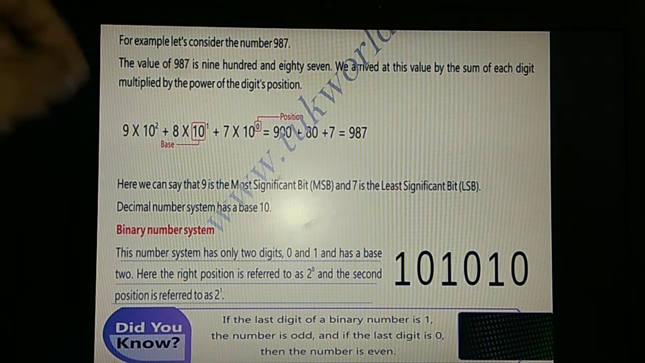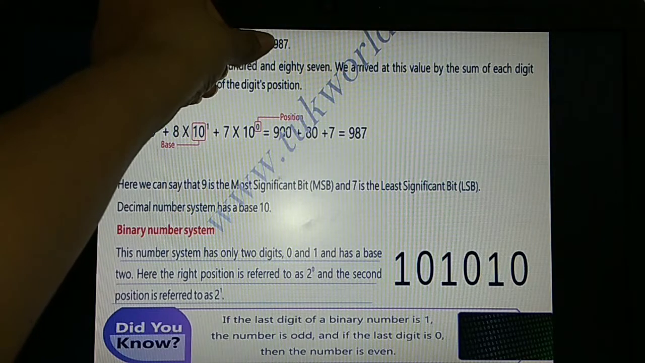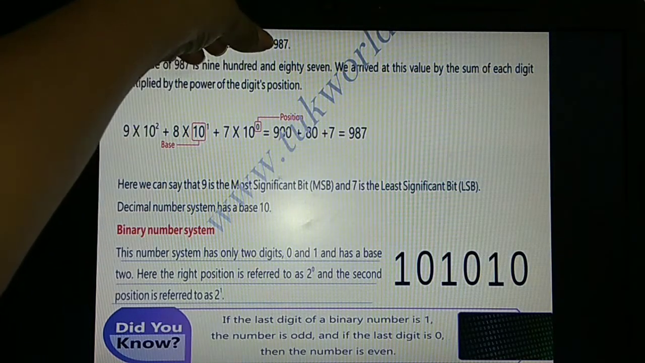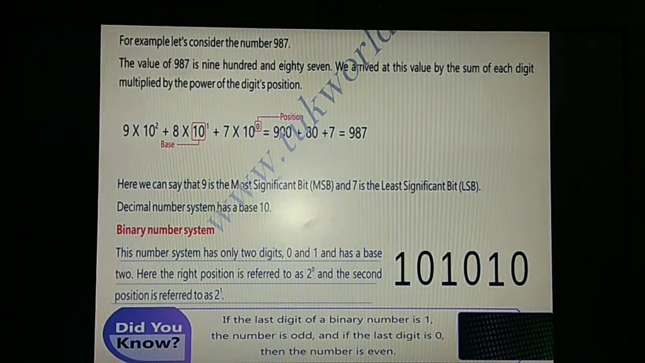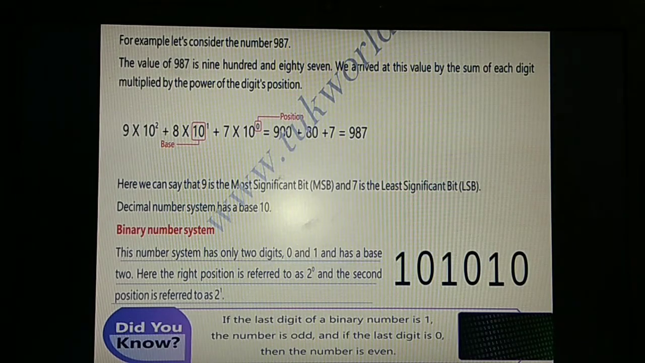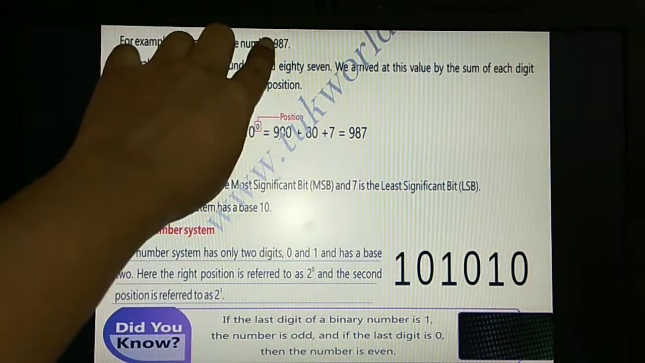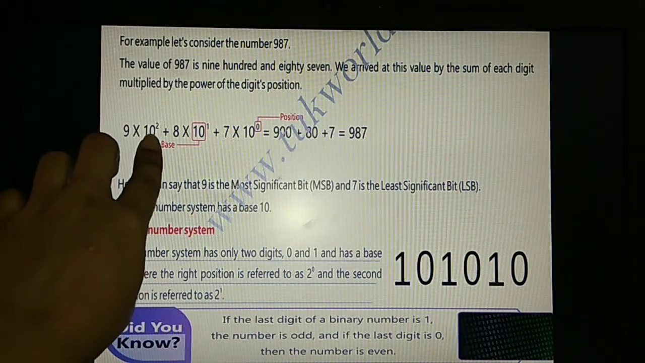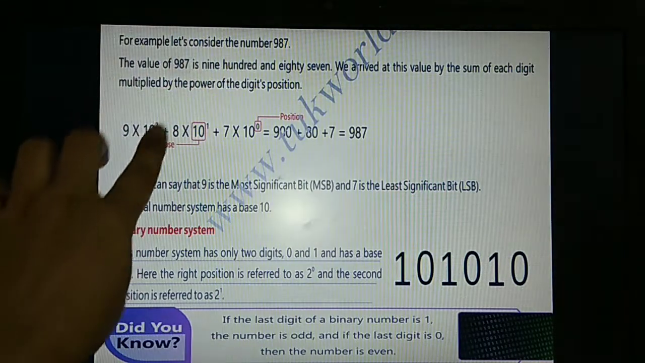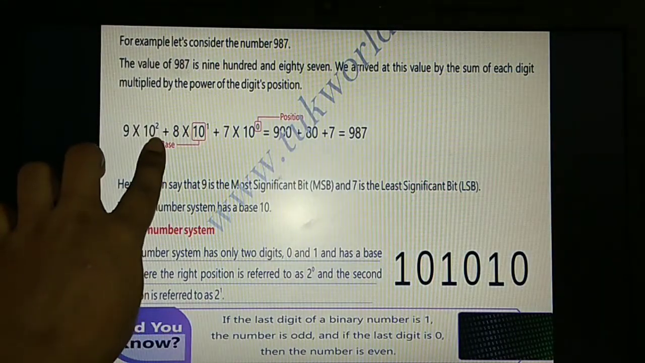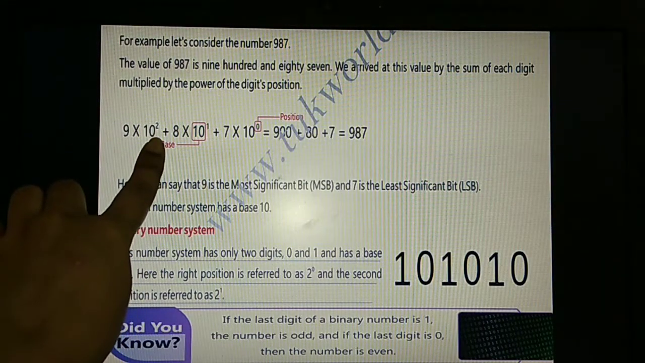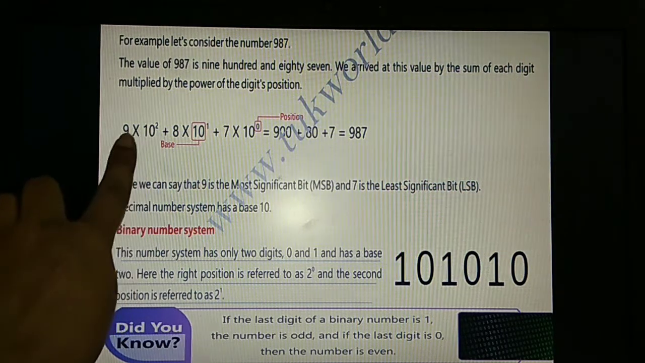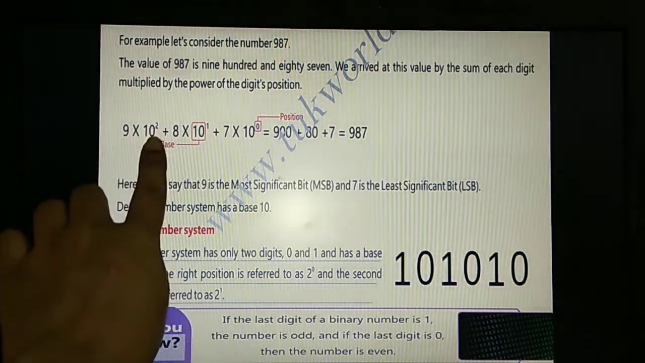Which is the first value? The first digit of the 3 digits is 9. We are working with the decimal number system, which consists of 10 digits. So 9 into 10. Why? Because the decimal number system consists of 10 digits. So we have taken 9 multiplied by 10.